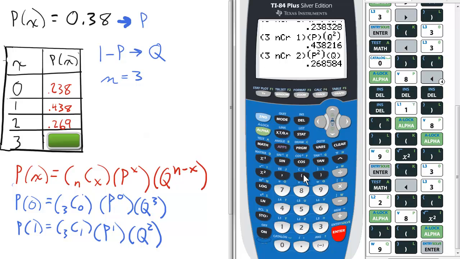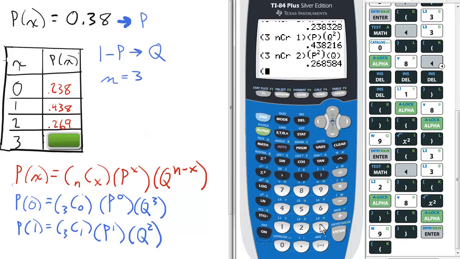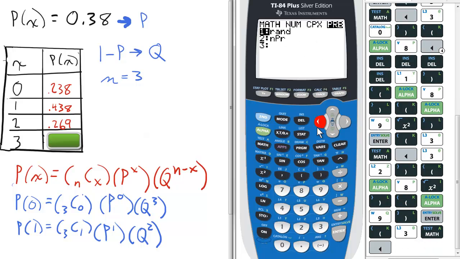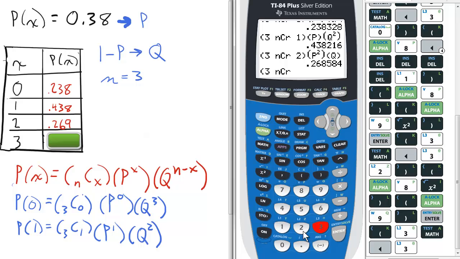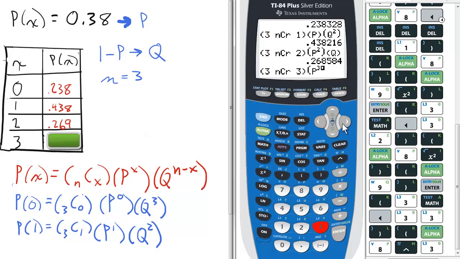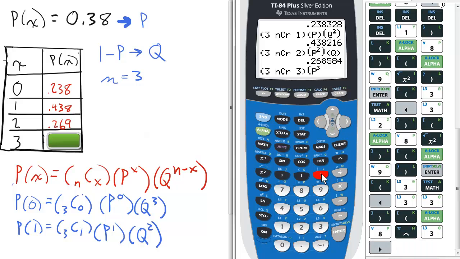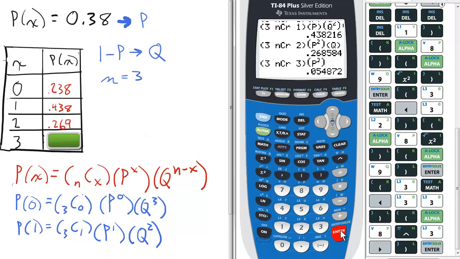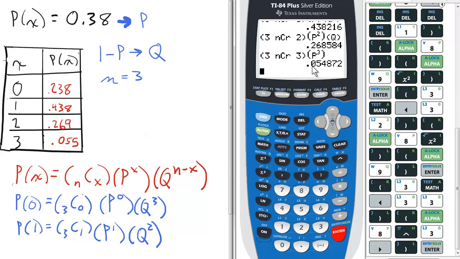Lastly, to calculate 3 girls, open parentheses, 3 math, PRB, 3 for nCr, and then 3, close parentheses, open parentheses, alpha p raised to the 3rd, scroll over 1, and then close parentheses. And then just so you know, any number other than 0 raised to the 0 is 1. So in this case, q to the 0 would be 1. So press enter. Probability of 3 girls, 0.055 when rounded to 3 decimal places.